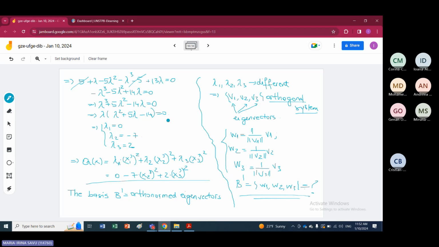What other questions do you have? It's a simple question, but what would be the algebraic multiplicity of lambda 1, lambda 2, and lambda 3? Because you have an equation of degree 3, and you have 3 different solutions. Each one is solution 1. So the algebraic multiplicity of lambda 1 is 1, the algebraic multiplicity of lambda 2 is 1, the algebraic multiplicity of lambda 3 is 1.